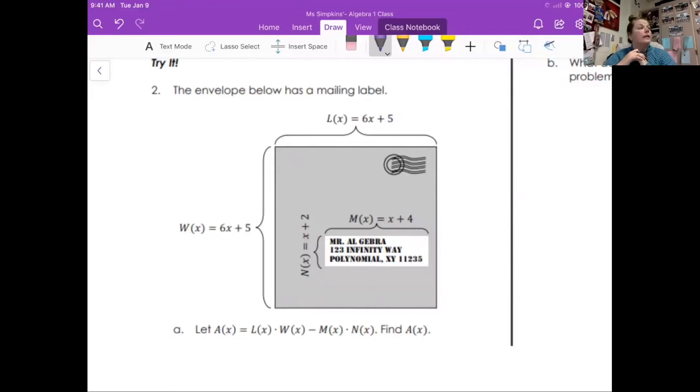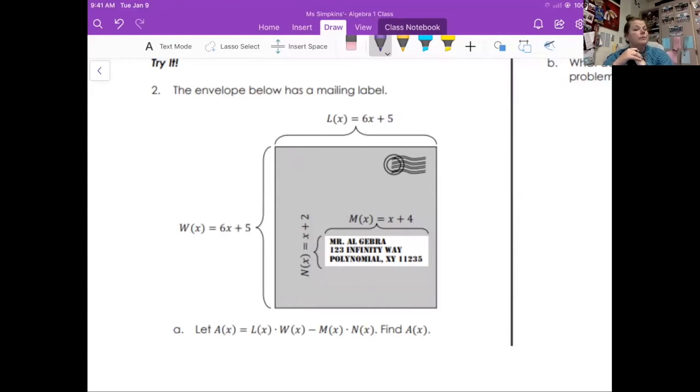No, keep going. You're good. You got it. We're going to use the box method on what? Right. Okay, so we're going to use the box method on L and W to find the area of the entire envelope. So what could we do to just get the gray area of the envelope?